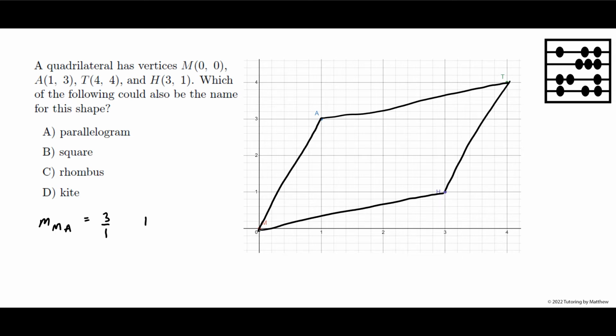Then we want to find the slope of the opposite side. And again, we're going to go left to right. So H to T. This is also 3 over 1. So we're in good shape. We've got one set of parallel sides.